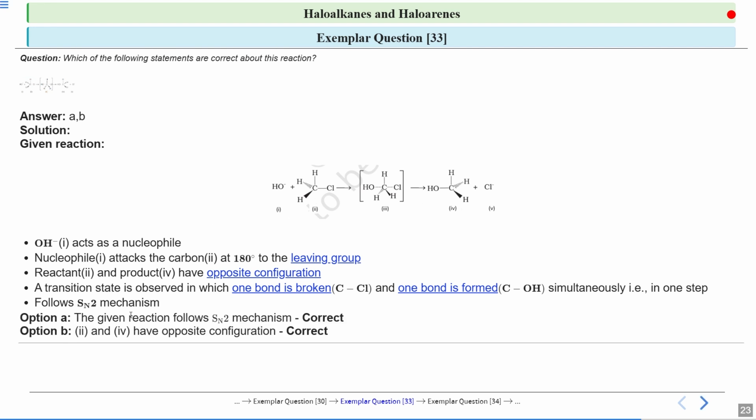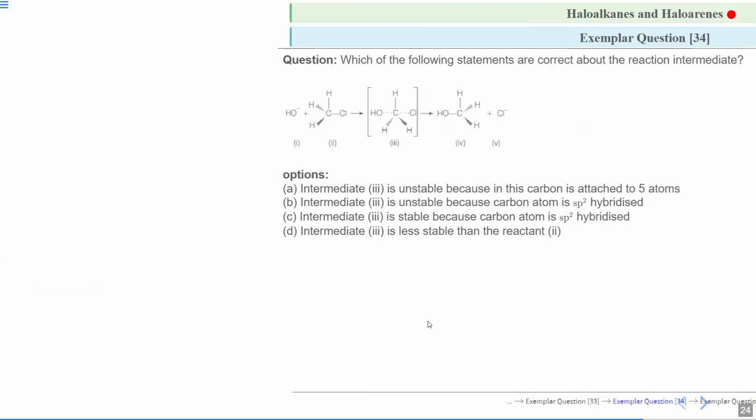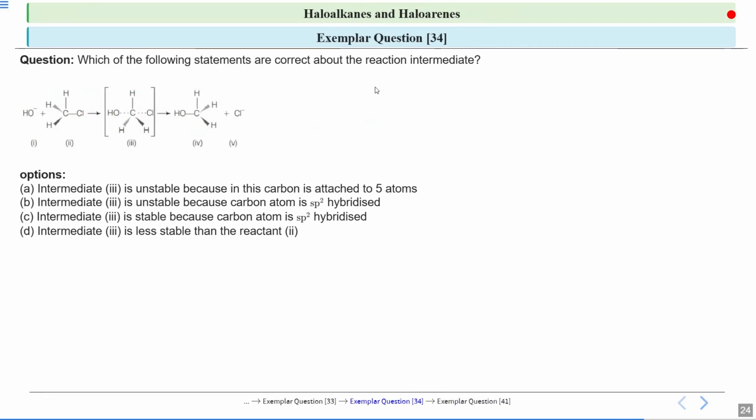So your option A, that the given reaction follows the SN2 mechanism, is the correct statement, and your option B, that the reactant second and product fourth have opposite configuration, is also a correct statement. So our correct answer is option A and option B both. Let's see the next question.